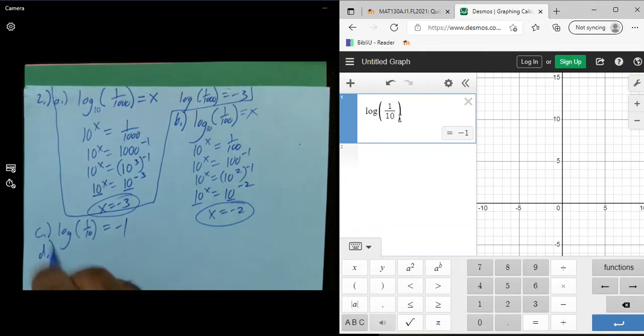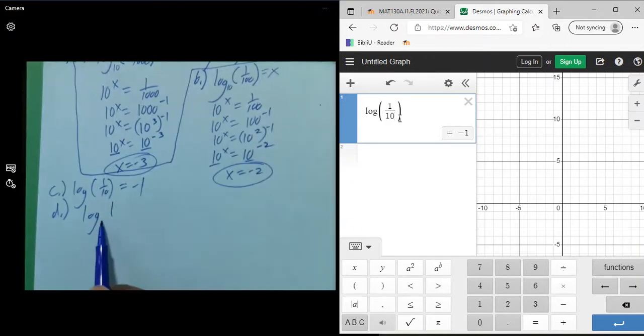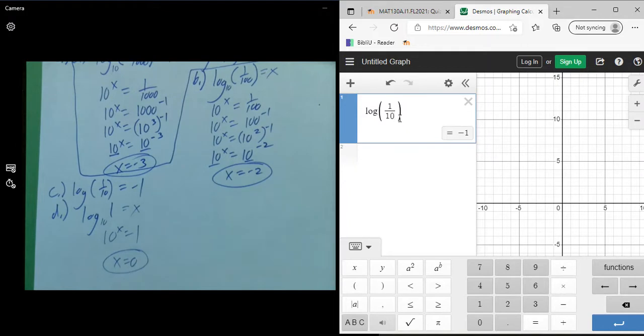Now D, we have log of 1. Now I want you to look at this. We know the base here is 10. So we're asking ourselves, 10 to what power would give us 1? So it gives us some unknown value. 10 to the x equals 1. We know 10 to the 0 power. So x will have to equal 0 because we know 10 to the 0 power would give us 1. So your final answer here would be 0.